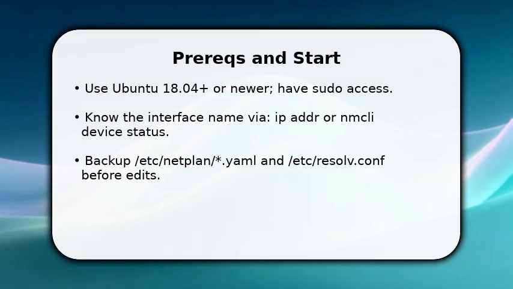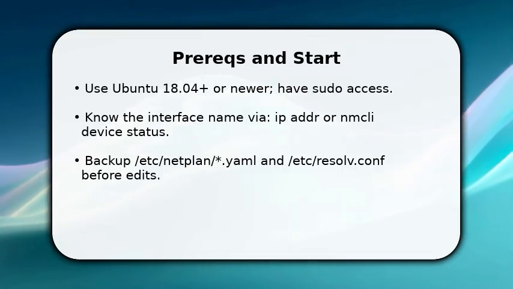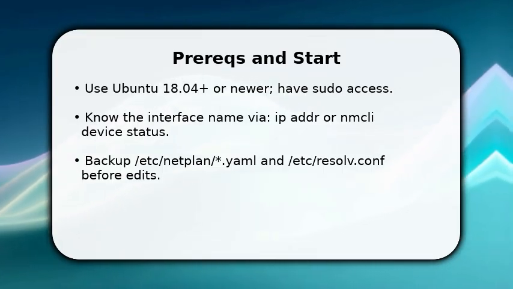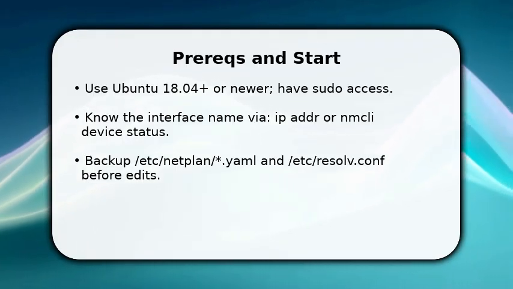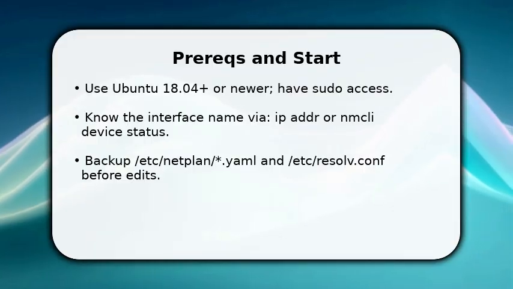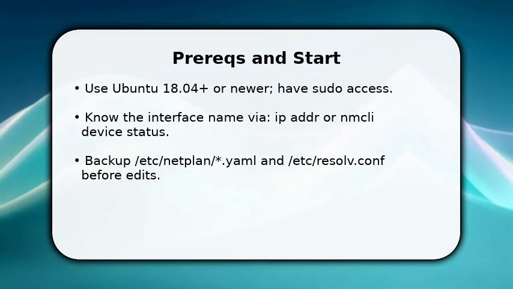You begin by confirming prerequisites: a recent Ubuntu release and sudo rights. First, identify your network interface name with ip addr or nmcli so you target the right file. Once done, back up /etc/netplan/*.yaml and /etc/resolv.conf to preserve current DNS and network settings.